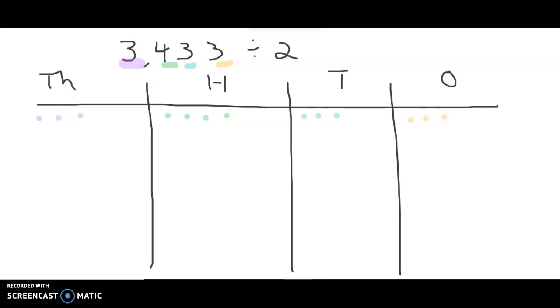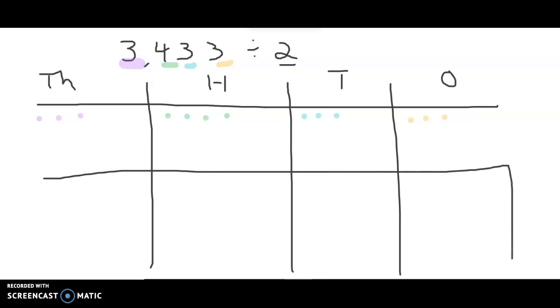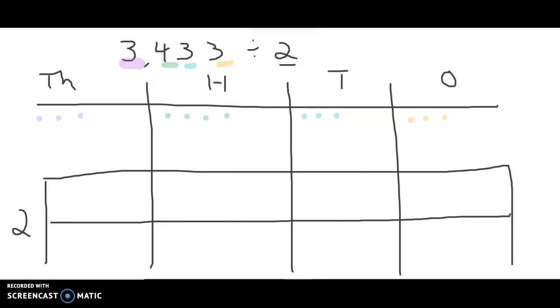I'm dividing 3,433 into 2 equal groups. So I'm going to split my model into 2 rows so I can make my array. So now I'm going to go by place starting in my thousands and split them into my 2 rows, as many as I can, until I have to regroup or see if I use them all.